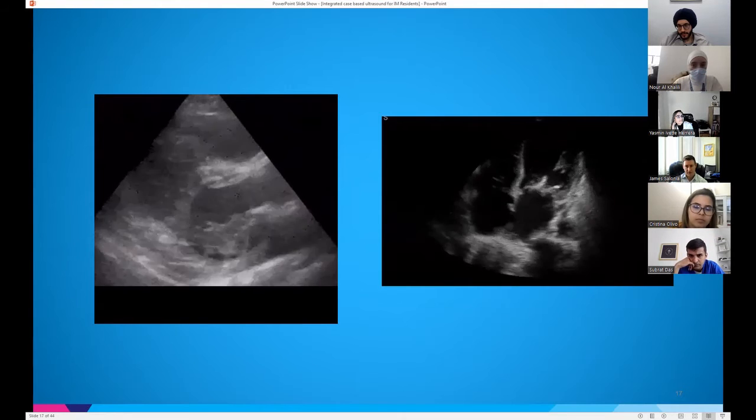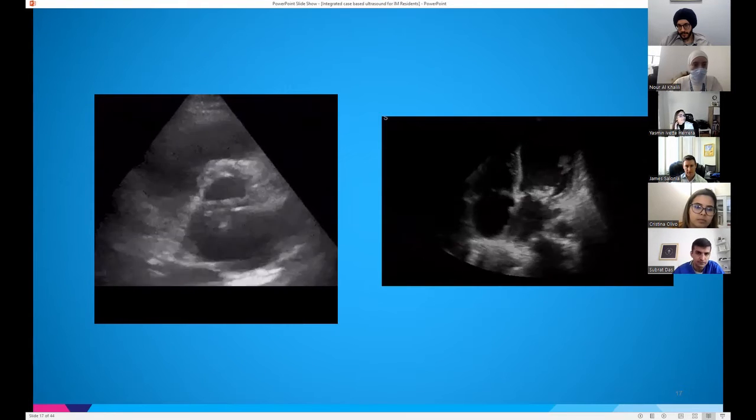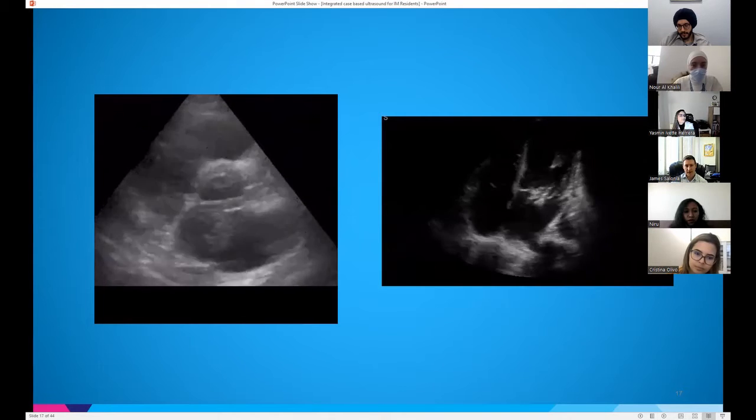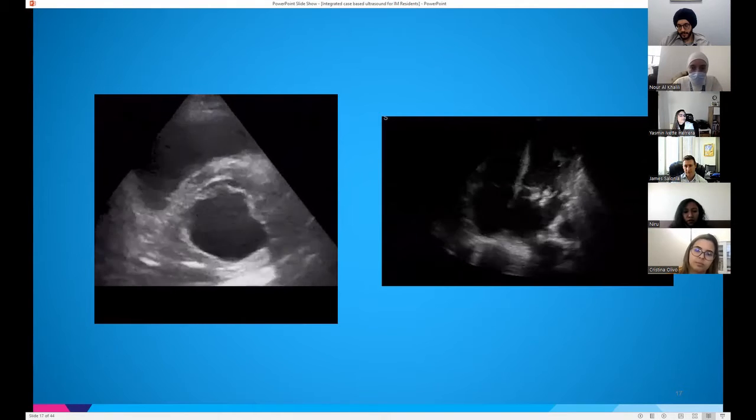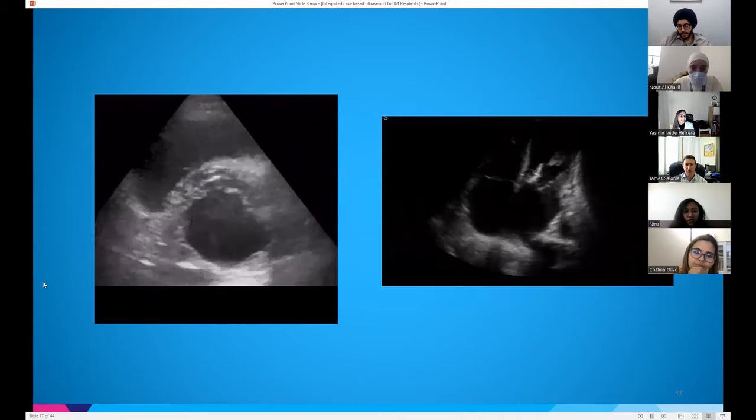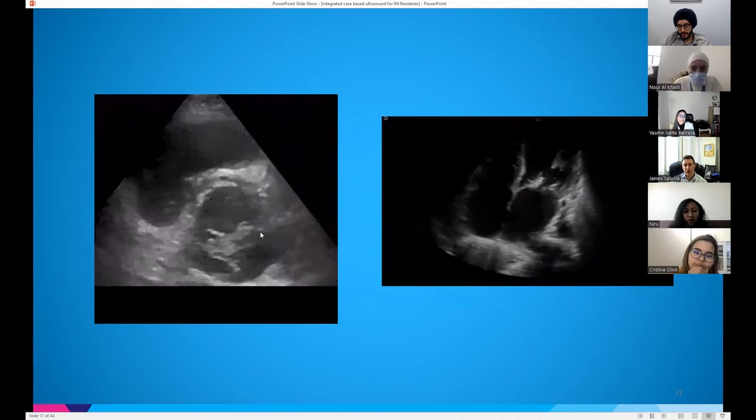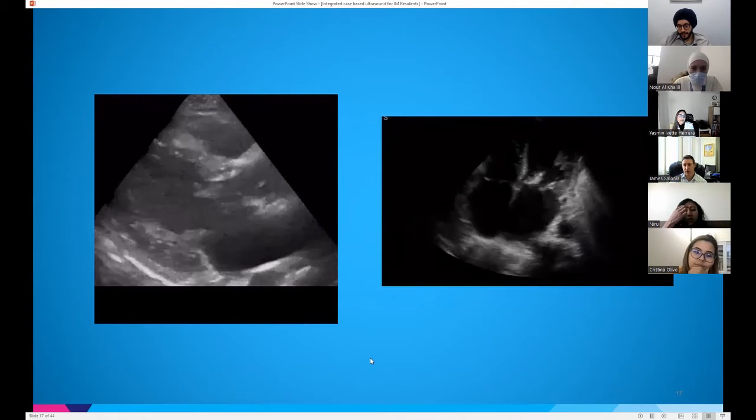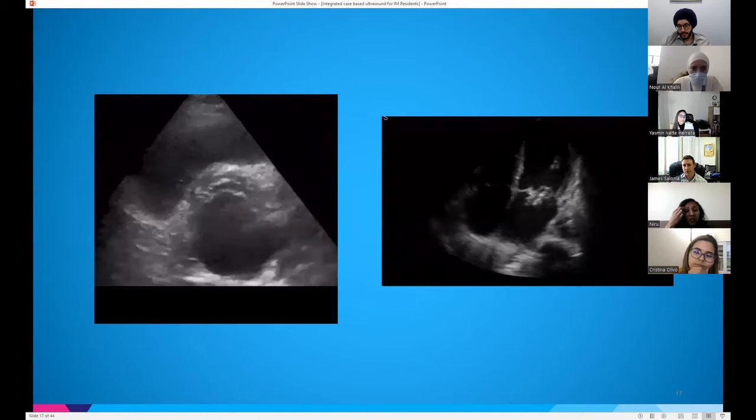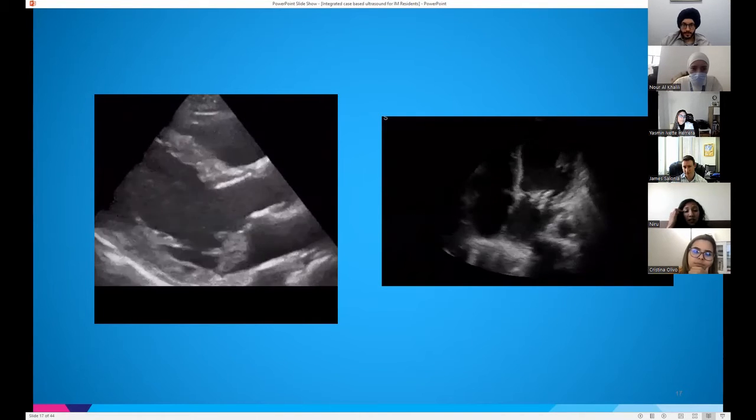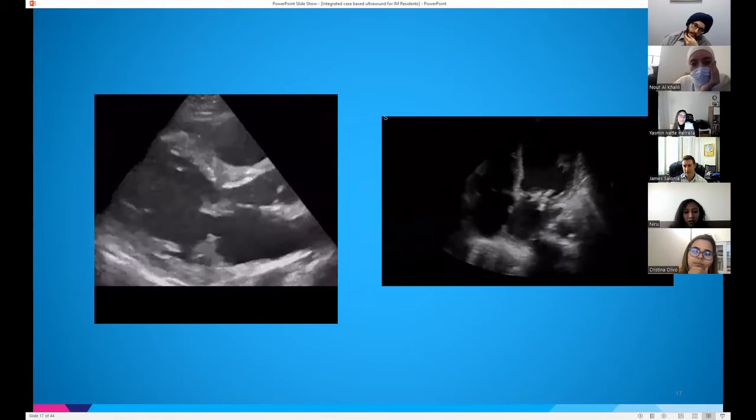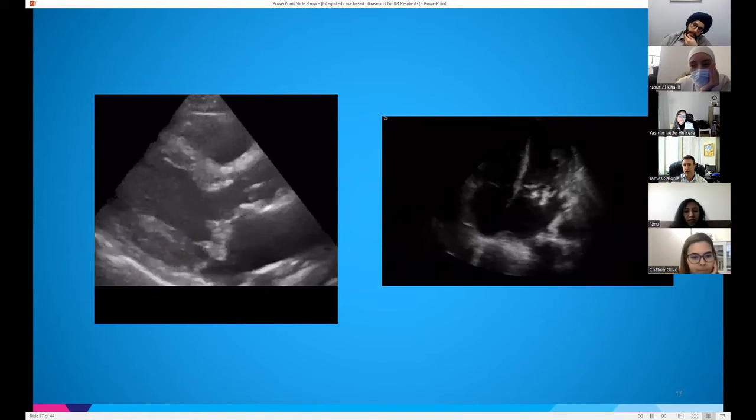So what view do we have? Parasternal long axis on the left and then apical four on the right. Good. And so what do we think? Oh, this parasternal long turns into a parasternal short. Good. The mitral valve leaflets are thickened. Mm-hmm. I'm not sure if it's a vegetation or... Are these like vegetations? Good.